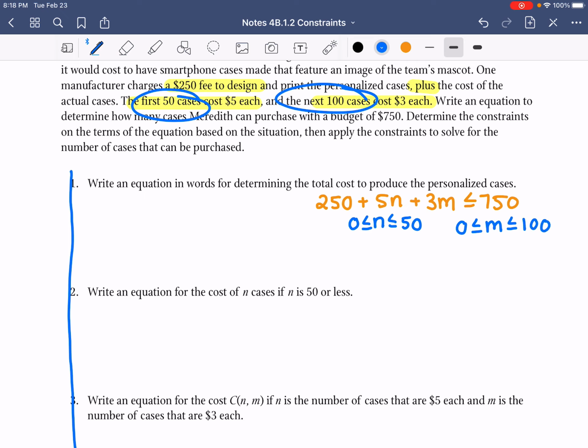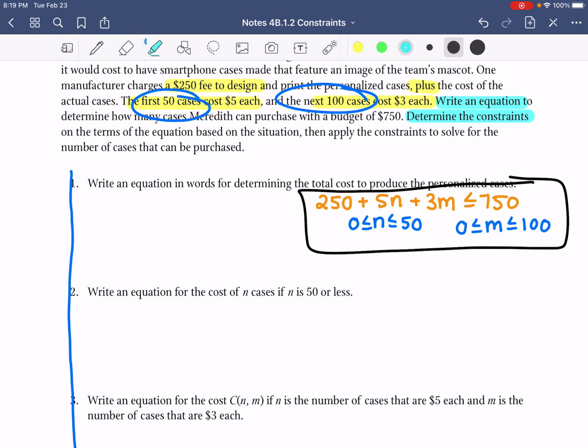So we have an equation, and we determined our constraints. It was like the first two things the problem asked us to do. It said write an equation, determine the constraints, so that's the first part of our answer. Then it asked us to determine how many cases she can purchase, right? So we wanted to figure out how many she can purchase with $750.